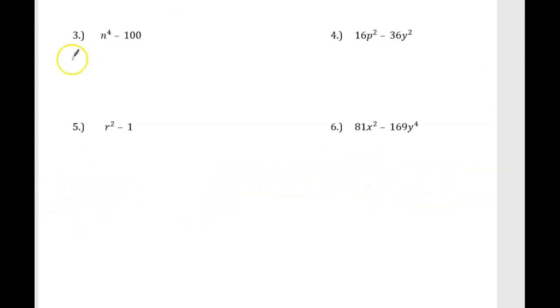Okay, so n to the fourth minus 100, again, our perfect square. We've got the square root of n to the fourth is n squared, and the square root of 100 is 10. So in this case, we're going to say plus 10 minus 10.